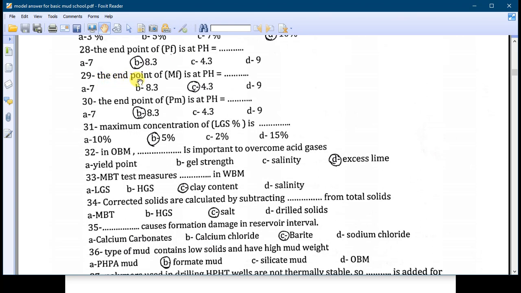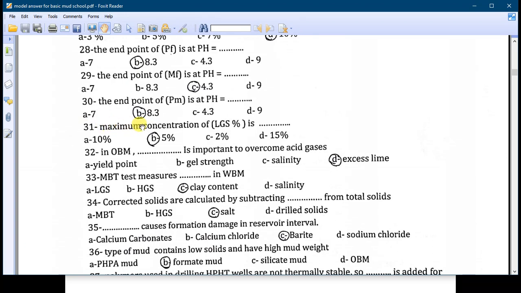Number 29, the endpoint of the MF or methyl orange for filtrate is at pH. The methyl orange endpoint changes from orange to wine red, and it will be at 4.3. Okay, the endpoint of the PM or phenolphthalein for the mud is at pH also 8.3. So take care of all these numbers.